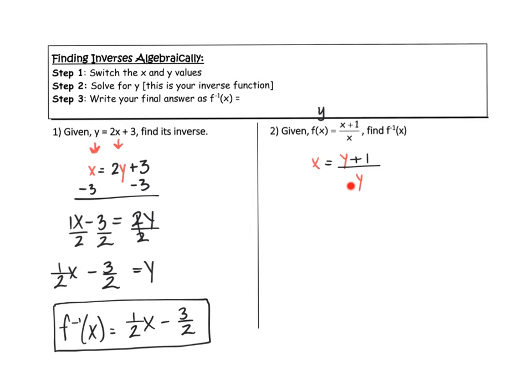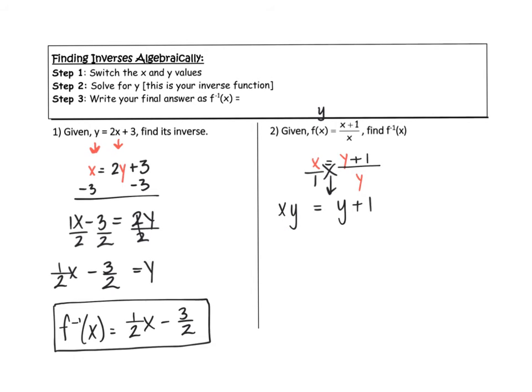You have one fraction on one side, and then you have nothing on the other. What you could do is technically put this over 1 and cross multiply. So when we do x times y, we're going to get xy, bring down the equal sign, and then when we multiply y plus 1 by 1, we just get y plus 1. So the idea of step 2 here, where it says solving for y, is actually going to be a little bit more challenging because there's y's on both sides.